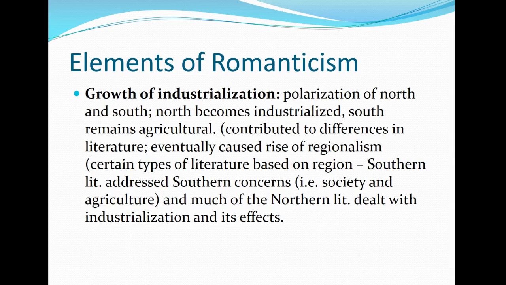There's also a growth of industrialization. There's a polarization between the North and the South. The North becomes more industrialized, while the South remains primarily agricultural. And this contributes to the differences in literature. You'll see Southern Gothic literature, which I wish we could go into, but we won't go into in this class. That's for part 2 of this course. And that Southern literature addresses more Southern concerns, where Northern literature deals with Northern concerns of industrialization and its impacts.